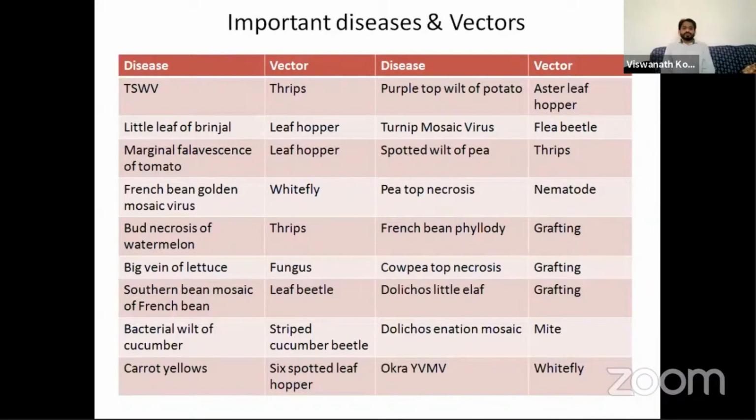Carrot yellows is transmitted by 6-spotted leaf hopper. Bacterial wilt of cucumber is transmitted by striped cucumber beetle. Bud necrosis of watermelon is transmitted by thrips. Tomato spotted wilt virus by thrips. Turnip mosaic virus by flea beetle, and purple top wilt of potato by aster leaf hopper. You can go through this table, this is also important.